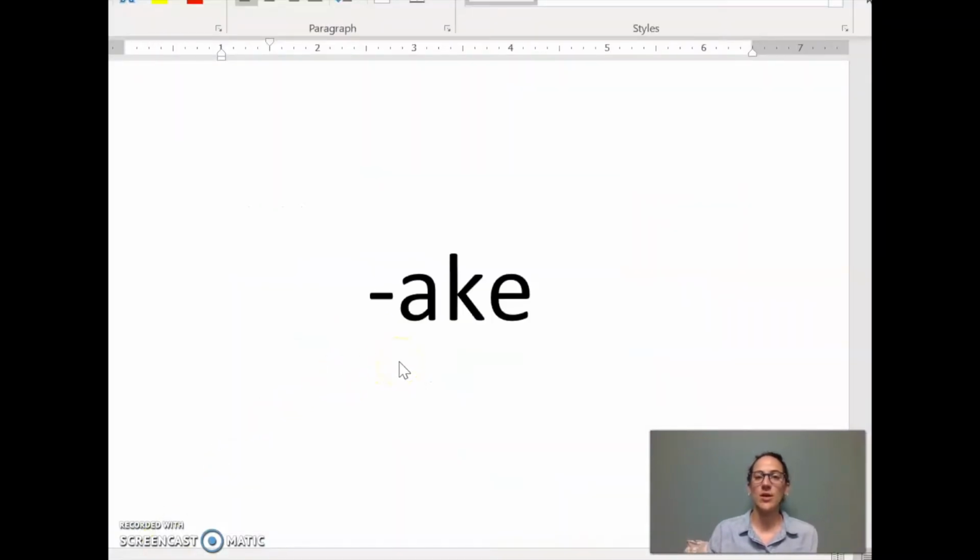Today we're looking at words that have the pattern of the letters A, K, E. Those 3 letters make the sound ache. Can you repeat after me? Ache. Good. We can put different letters in front to make new words. Let's find some now.